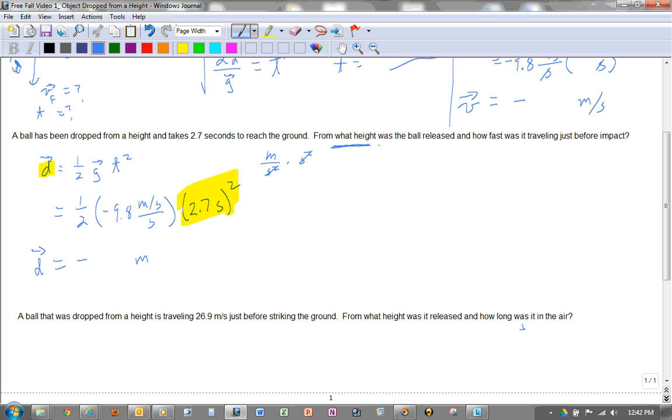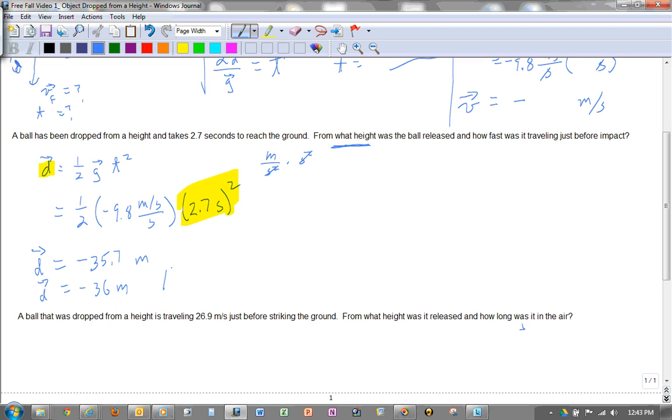So I'm going to go ahead and put this one in my calculator since I have it handy here. 0.5 times negative 9.8 times 2.7 squared, and I get negative 35.7, and I'm going to round off to two significant figures, so my displacement is negative 36 meters.